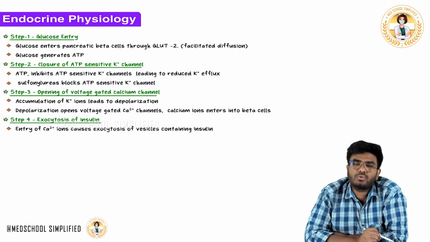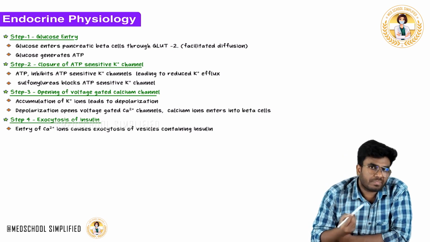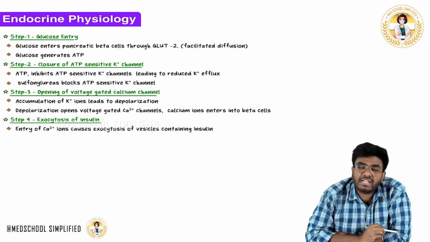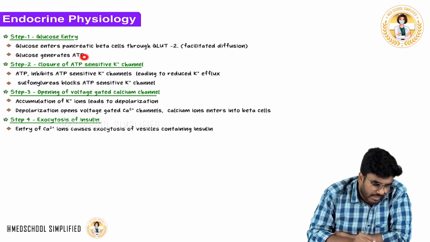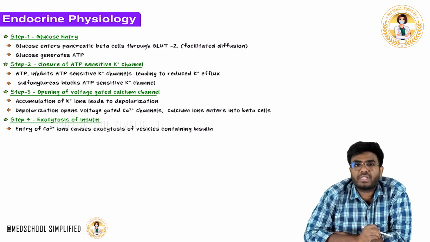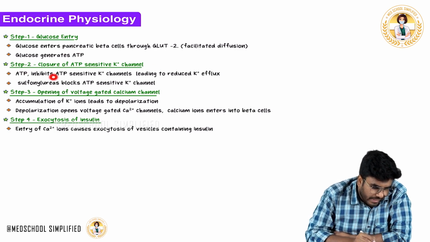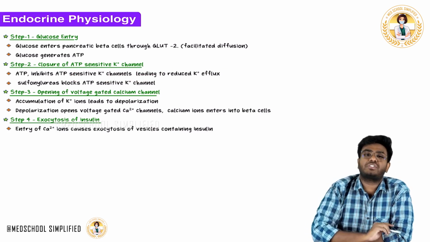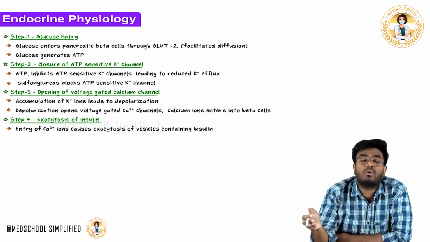And now what is this glucose doing? Glucose enters into the pathway of glycolysis, Krebs cycle as well as electron transport chain. So glucose, at the end of the day, generates ATP. Now what is this ATP doing? This ATP is step 2, closure of ATP sensitive potassium channels. ATP inhibits the ATP sensitive potassium channels, leading to reduced efflux of potassium. That means less potassium is going out, which means more potassium is accumulating inside the cell.